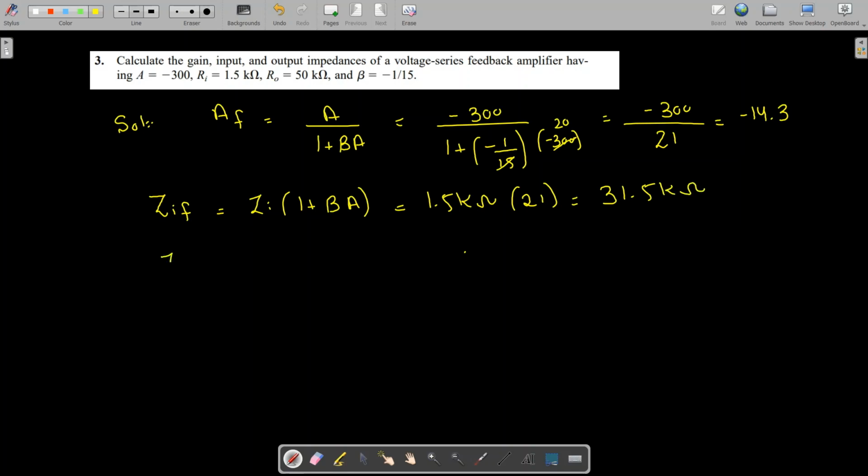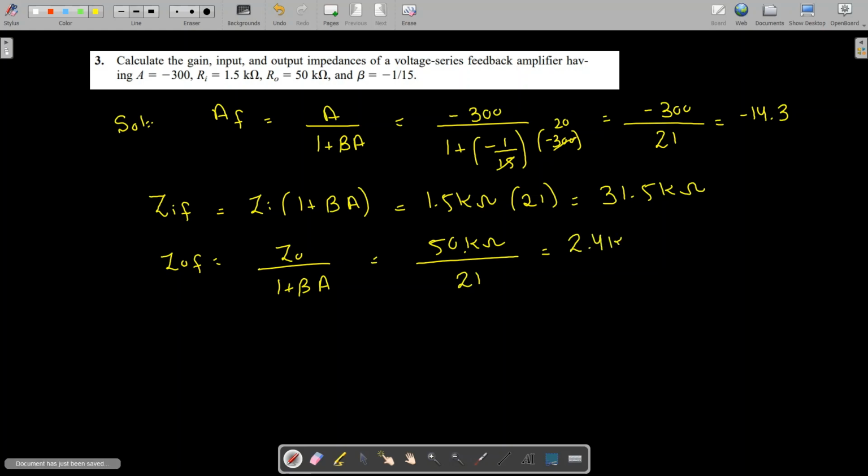Now we need to find the output impedance. Because we have voltage feedback, and I stated earlier that voltage feedback reduces output impedance. The series feedback increases input impedance, the voltage feedback reduces output impedance. Output impedance is going to be reduced: Zo = R0 divided by (1 + βA). Again 50 kilo ohm is your Z0, and (1 + βA) has already been calculated, which is 21. So 50 divided by 21, we get 2.4 kilo ohm. So this is your output impedance of this voltage series feedback.